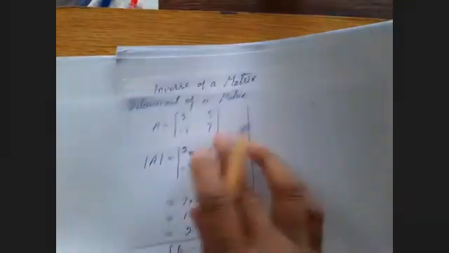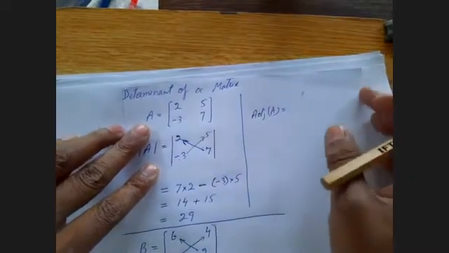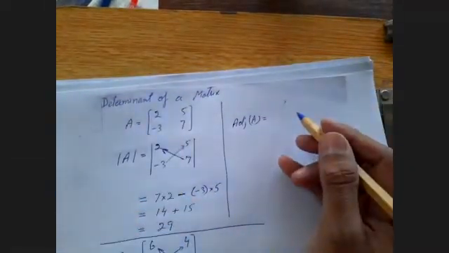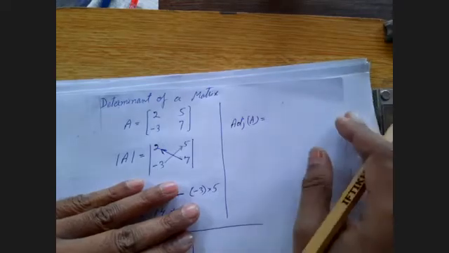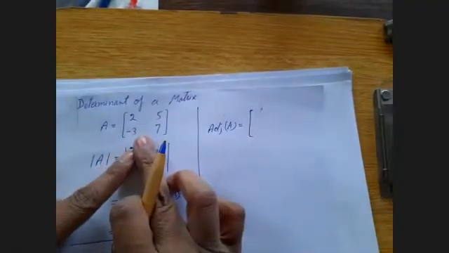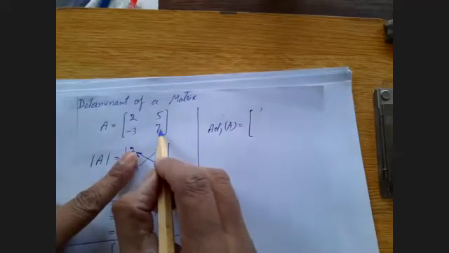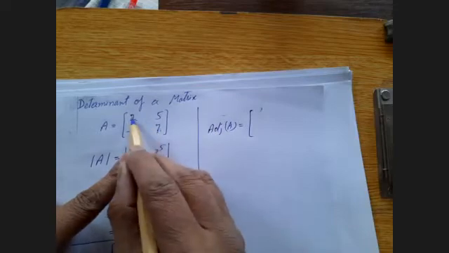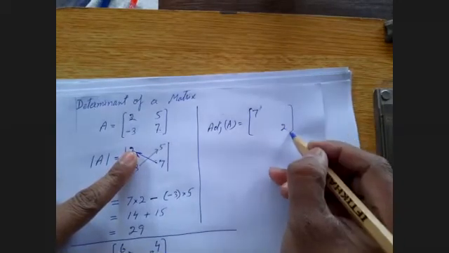For example, in the previous case, if I have to find the adjoint of matrix A, how am I going to find it? Please observe very carefully how we find the adjoint of matrix A. If I take this matrix, you change the places of these two elements. Instead of 2, I'll write 7 here, and instead of 7, I'll write 2 here. This is the first step to find the adjoint.